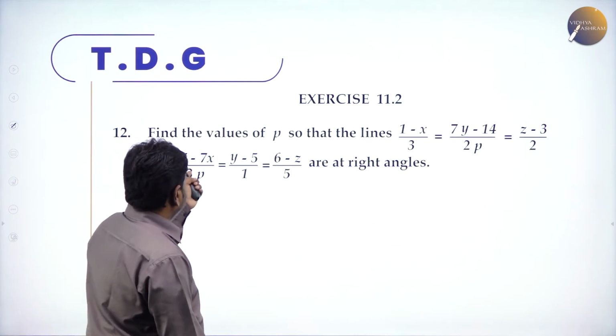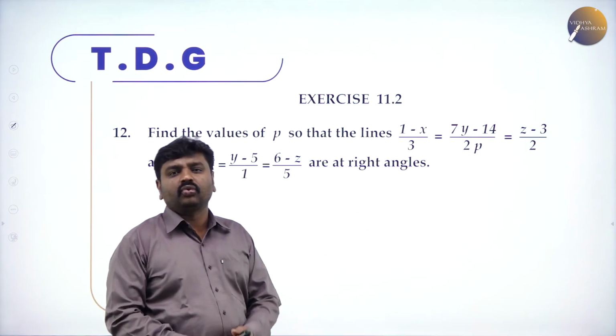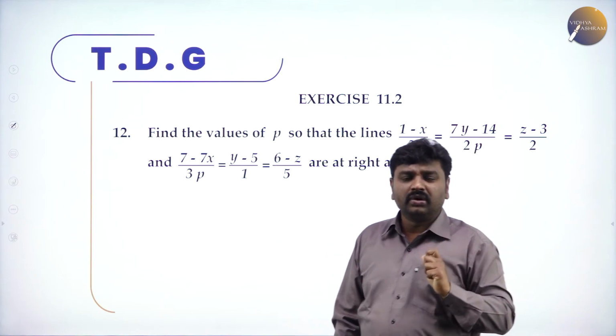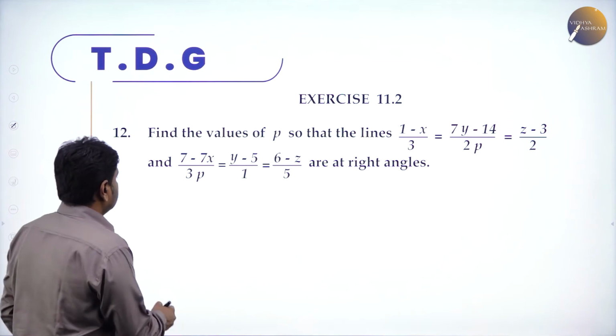See here, find the values of p so that the lines are at right angle. Very important. If two lines are perpendicular, theta will be 90 degrees, cos theta will be 0. So b1 dot b2 becomes 0. So what is the condition?